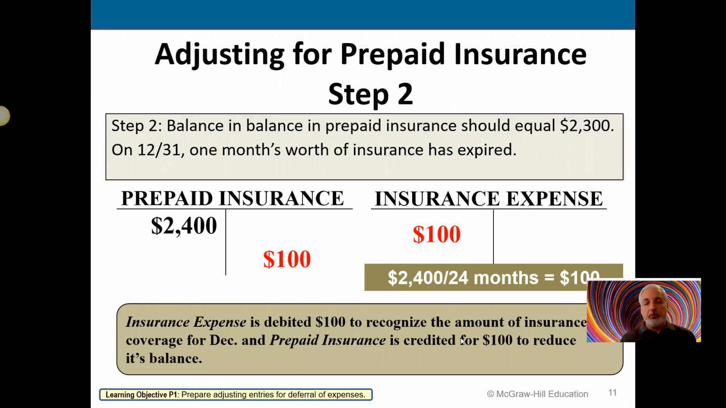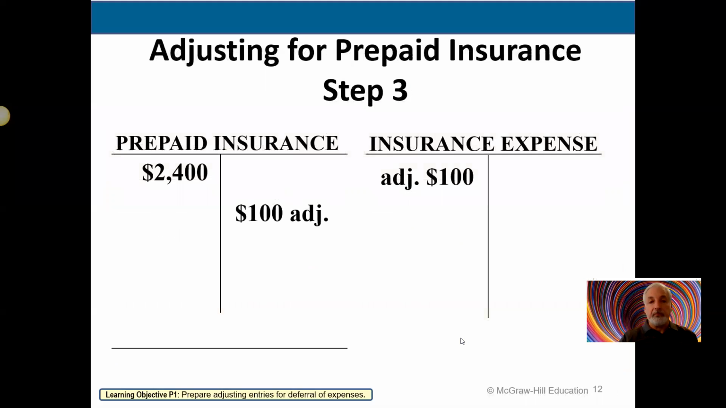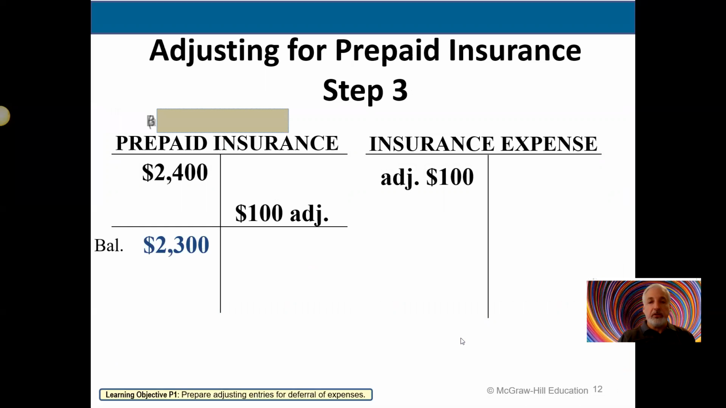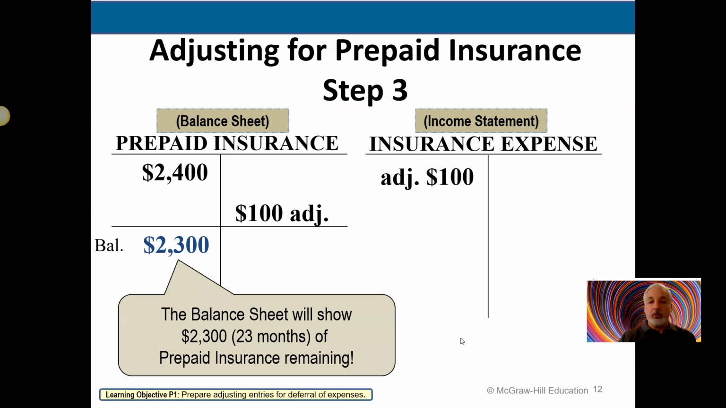Now, hopefully you're getting familiar with the terms and a little more comfortable in understanding the relationship, but we're still in balance. Our accounting equation is secure. Life is good. So we debit the expense and credit the prepaid account. Our journals are written. Now we have the ledger. We have a $100 adjustment to prepaid insurance, which brings it to $2,300. And we have a $100 adjustment on the income statement for insurance expense, which totals $100.